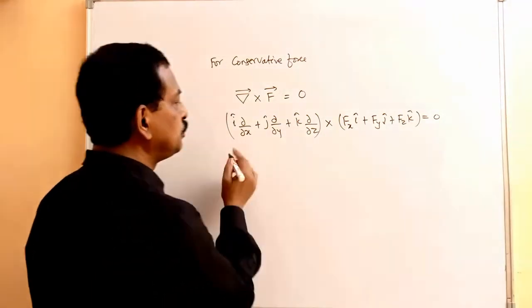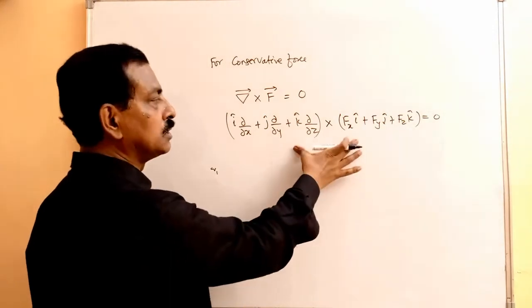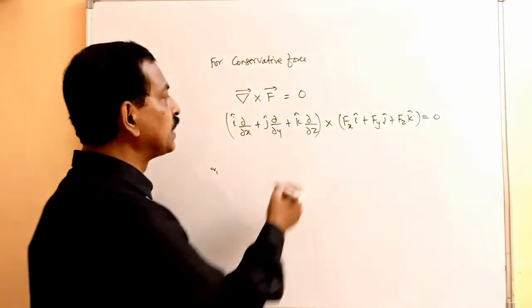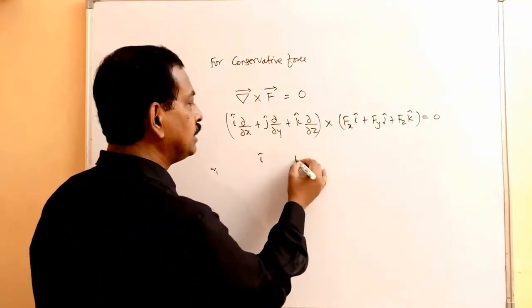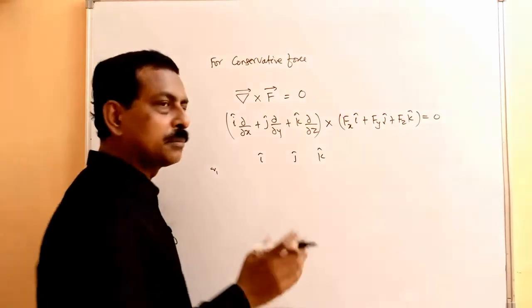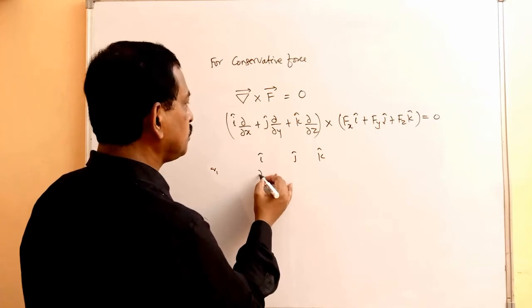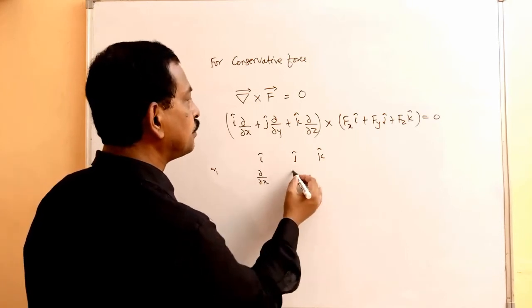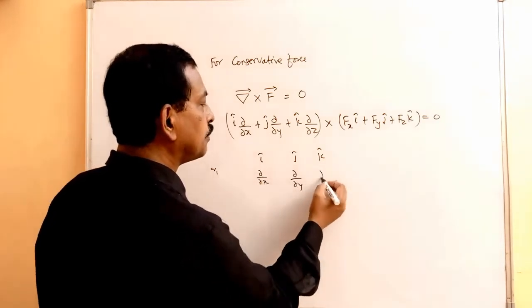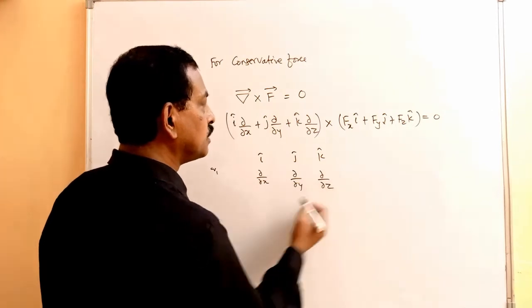Now this expression, if you take, this is what? This is the cross product of two vectors. So how do we write that? i, j, k. It will be the expansion of the determinant. So this is d upon dx, d upon dy, d upon dz.